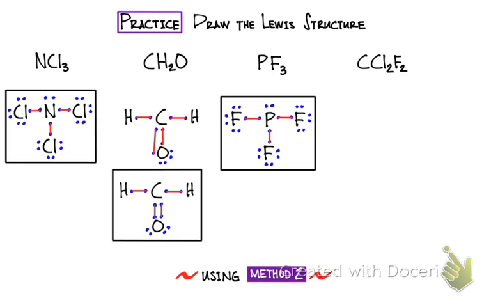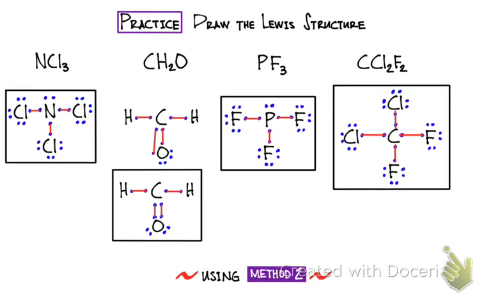And last one here on the right, we have CCl2F2. Again, carbon is always the central atom. We're going to put that in the middle and then surround it with the remaining atoms. Connect the dots and recount and make sure that each atom has a complete octet, and they do have a complete octet. So this is the Lewis dot structure for dichlorodifluoromethane.